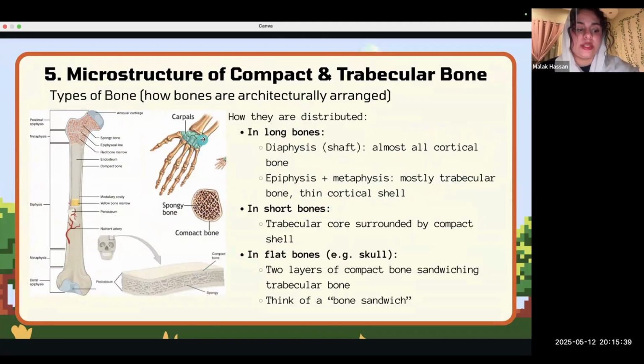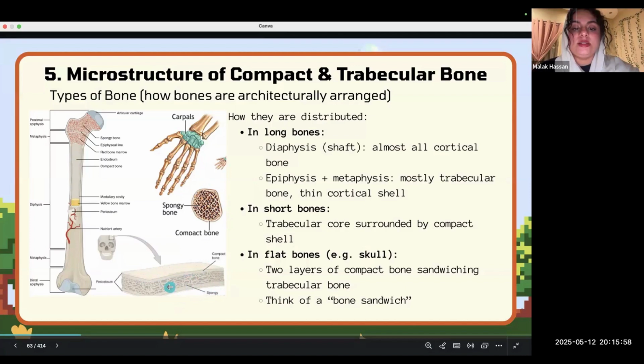As for short bones, like your carpals, it's going to look like this. This is the bone: you have a compact shell and spongy bone on the inside. And in flat bones, it's kind of like a sandwich: two layers of compact bone, and trabecular bone in the middle.